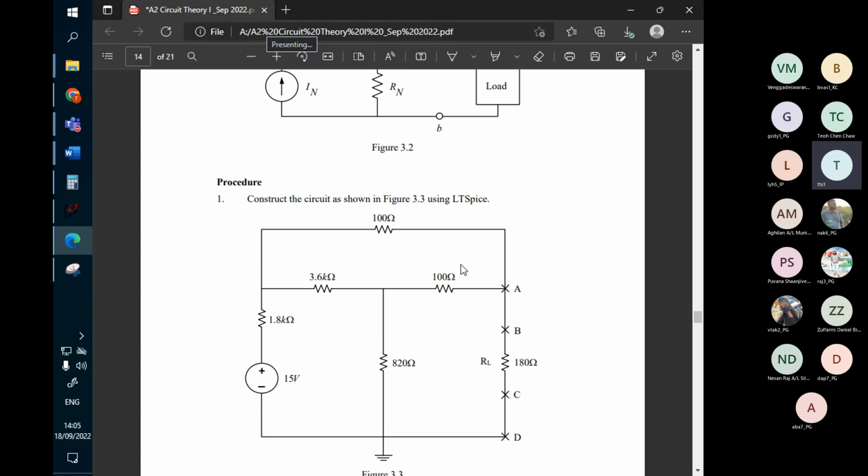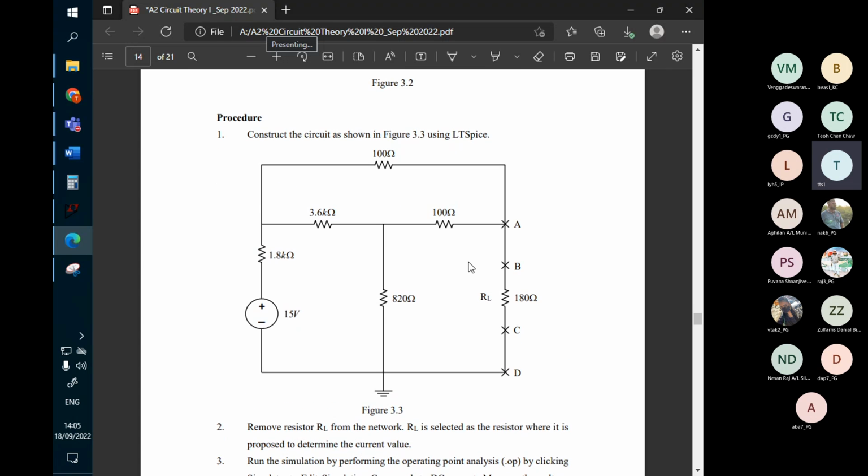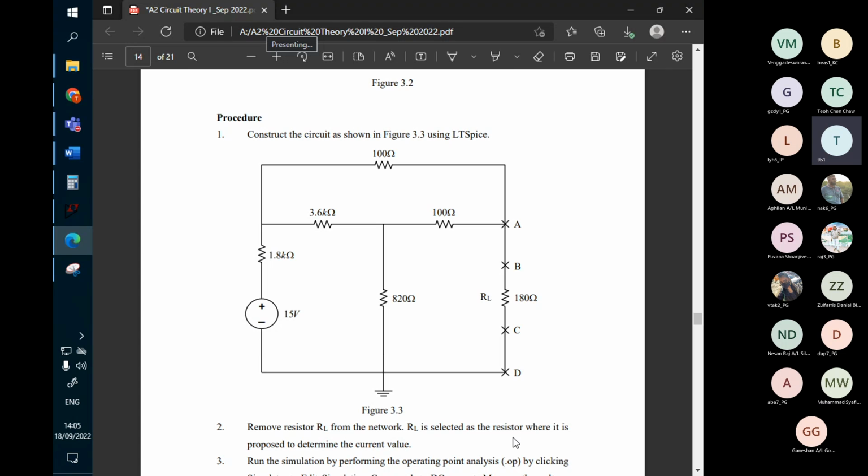And this time our circuit is slightly complicated. Instead of just a couple of resistors, now we have more than one. If you focus on the right hand side here, you can see we have ABCD terminals. A bit confusing. Basically, what it means is the terminals B and C are attached to the external load. It's not part of the circuit, but eventually they combine to become a whole circuit.